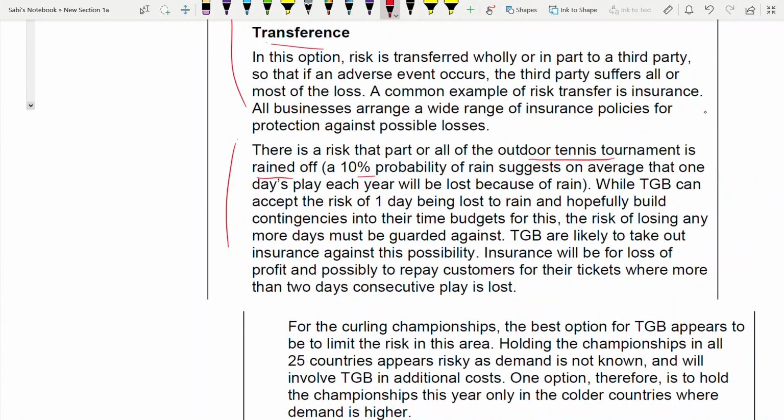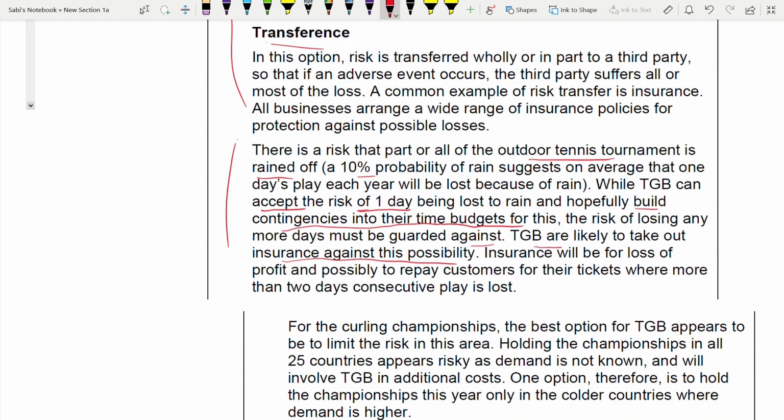While TGB can accept the risk of one day, so you can accept the risk for the one day raining. Why? Because the next day customers will come, so you are not losing them. Hopefully they build contingencies into their time budgets for this. The risk of losing any more days would be guarded against. They are likely to take out insurance against this possibility. That means more than one day of rain, they are going to take insurance against this.